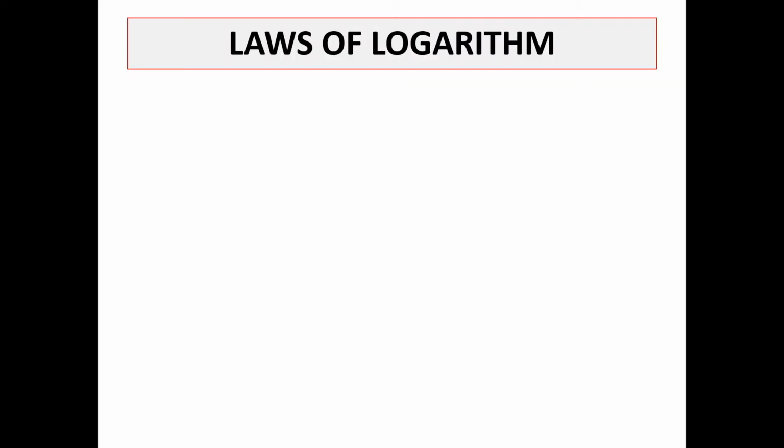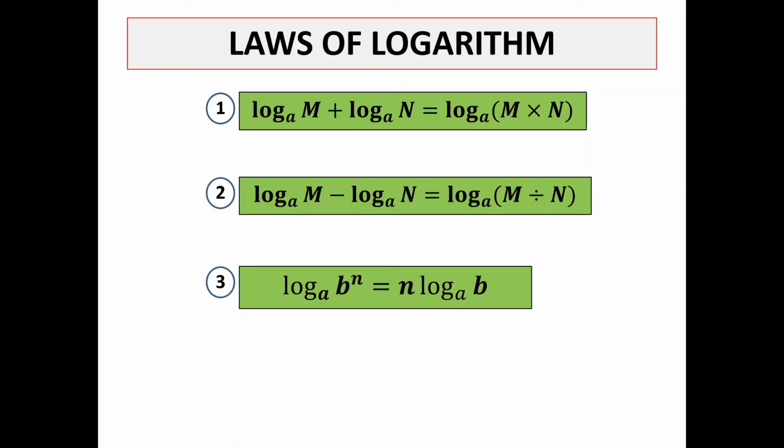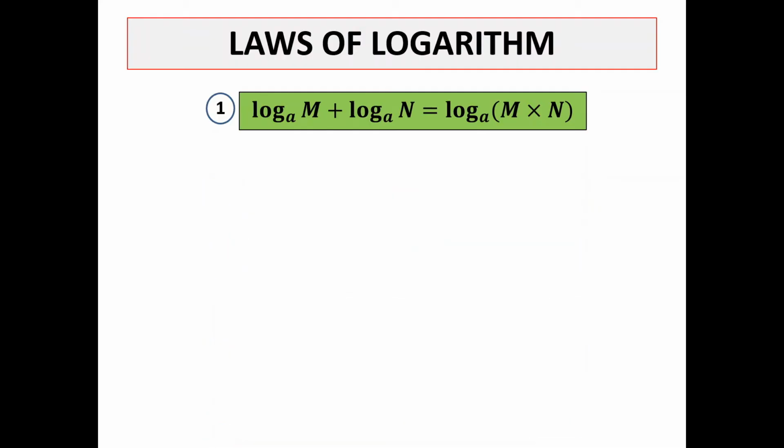Laws of logarithm. As listed here, we have three laws of logarithm. We will go one by one by stating the proof of each law. We start with the first law. So the first law is log m base a plus log n base a equivalent to log m times n base a. We will start our proof by letting log m base a equal to x and log n base a equal to y.